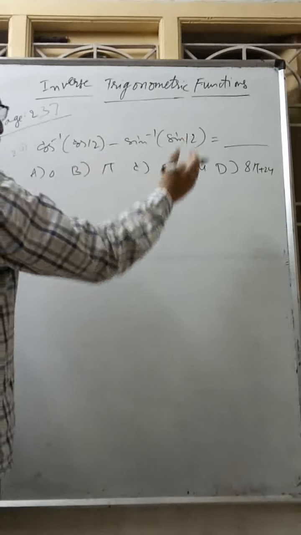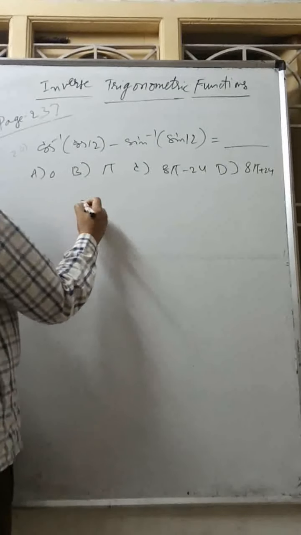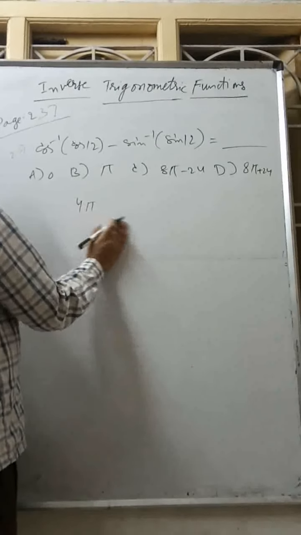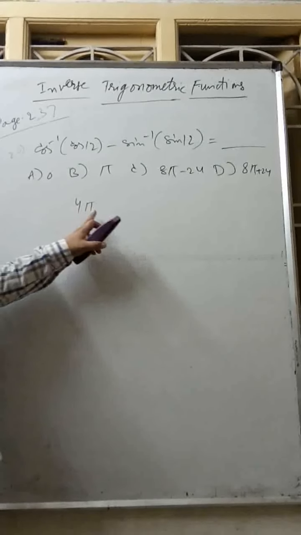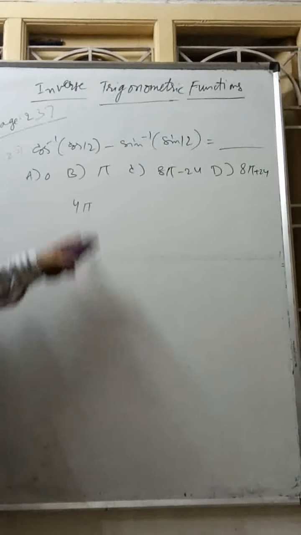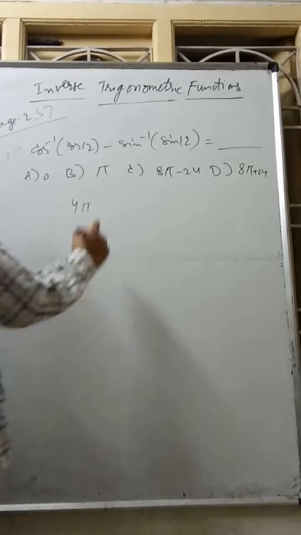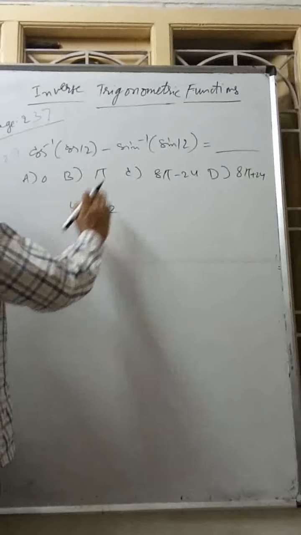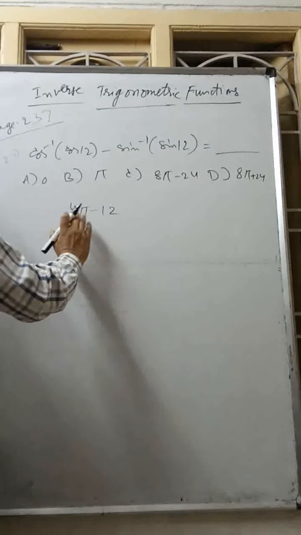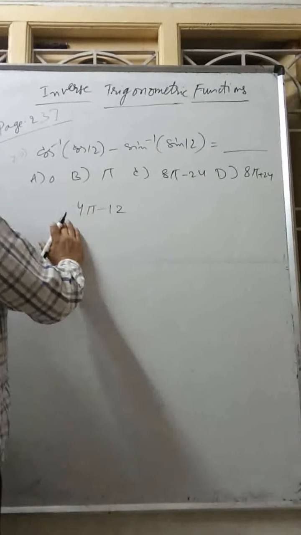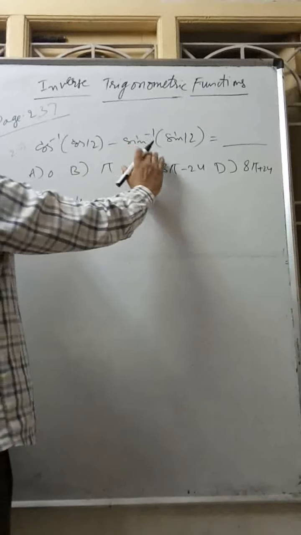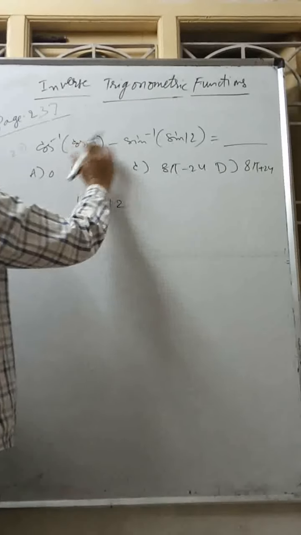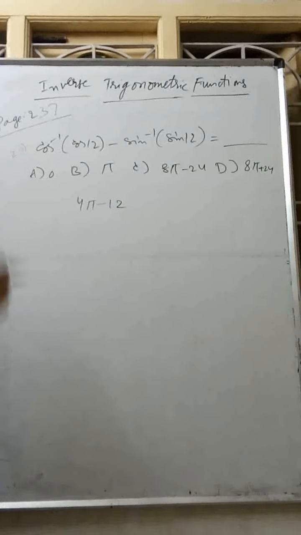To bring both into our required domain, what I want to say is 4 pi. What is the value of 4 pi? Pi means 3 point something, so 4 pi means 12 point something, more than 12 radians. Pi is in radians, we know. So 4 pi minus 12 lies between 0 to pi, as well as between minus pi by 2 to plus pi by 2. So this is valid for both of these. So I will substitute in that and then simplify it.